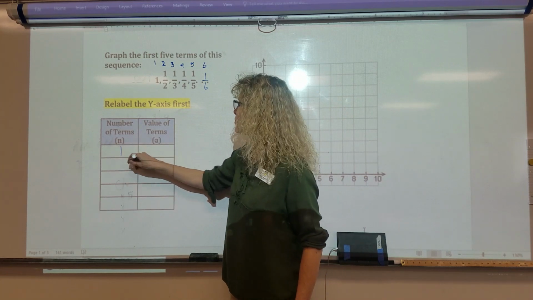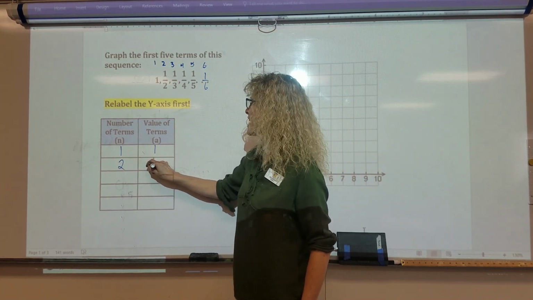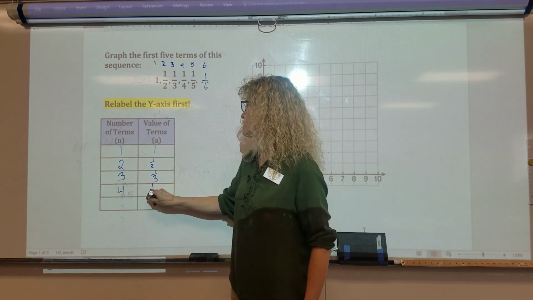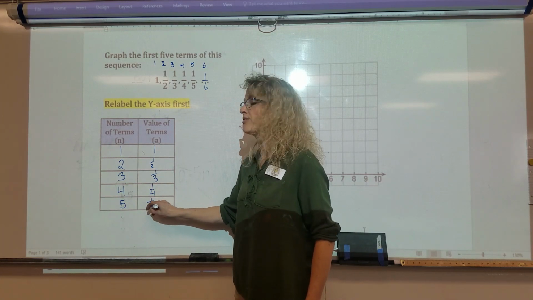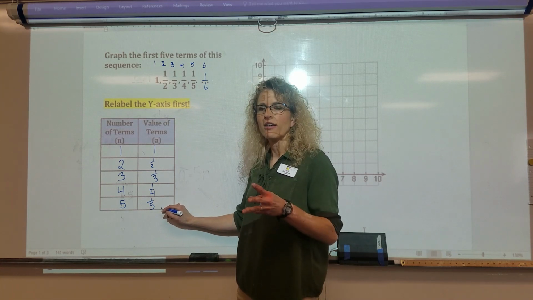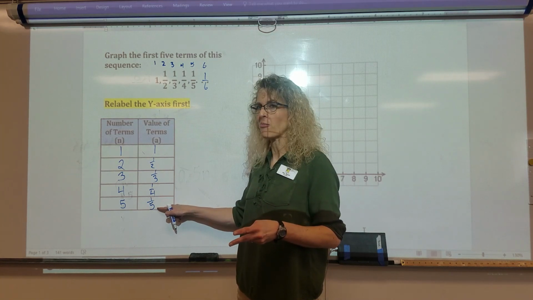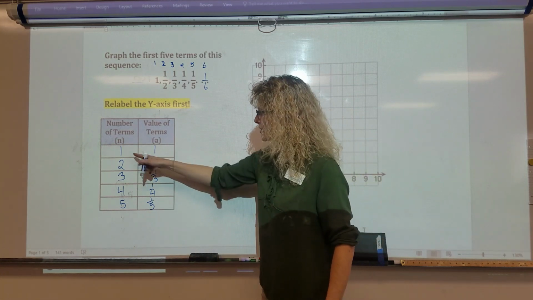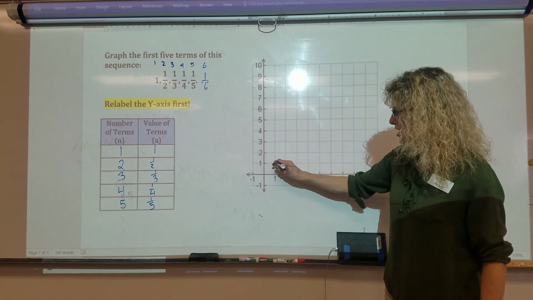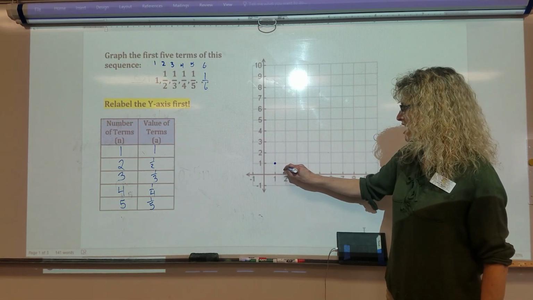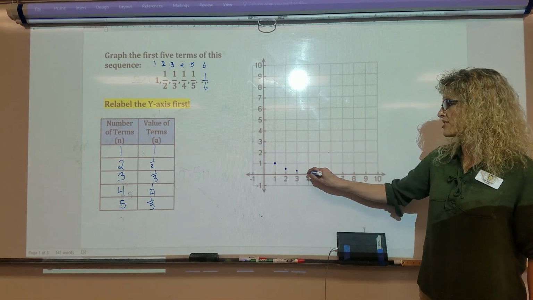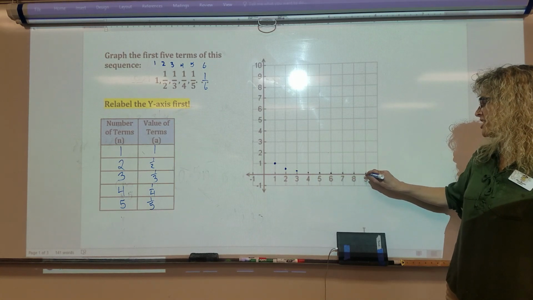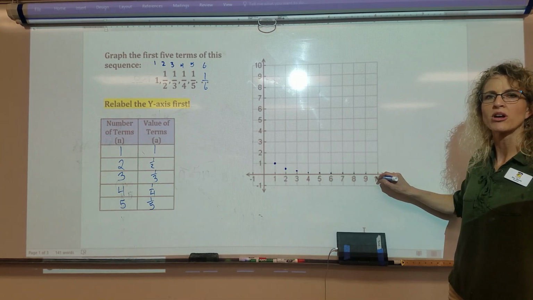So we're going to just put them all in here. 1 is 1, 2 is 1/2, 3 is 1/3, 4 is 1/4, 5 is 1/5. Some of you advanced thinkers are already thinking, it's 1 over the term number. We're not going to worry about the equation for right now. Let's graph it. First term is 1, so I could go here. 2 is 1/2, 3 is 1/3, 4 is 1/4, 5 is 1/5, a 6th, a 7th, an 8th, a 9th. It's going to get smaller and smaller and smaller.